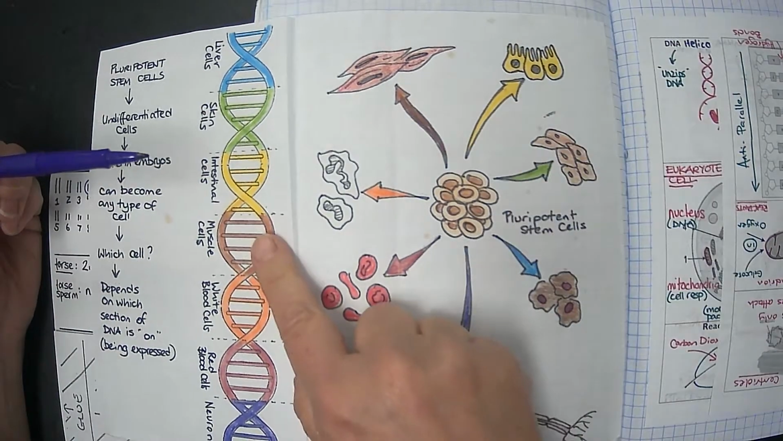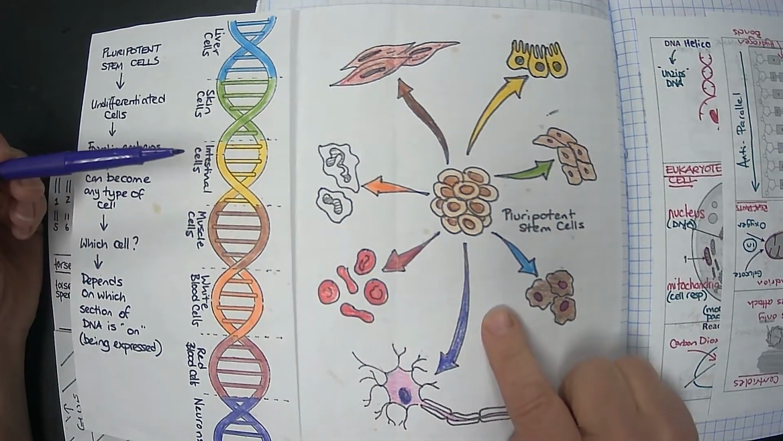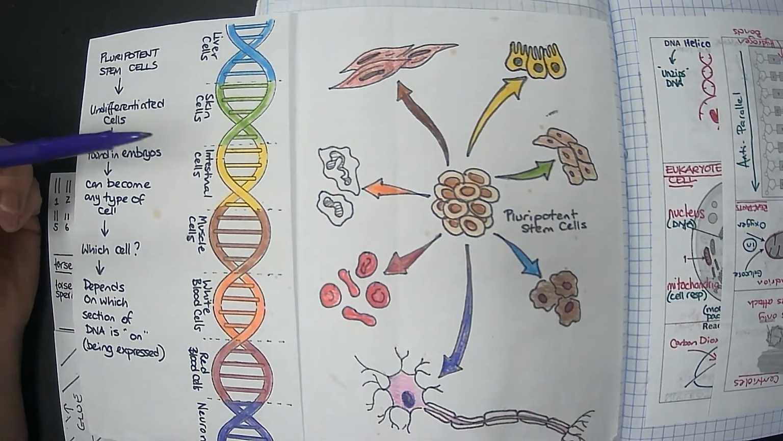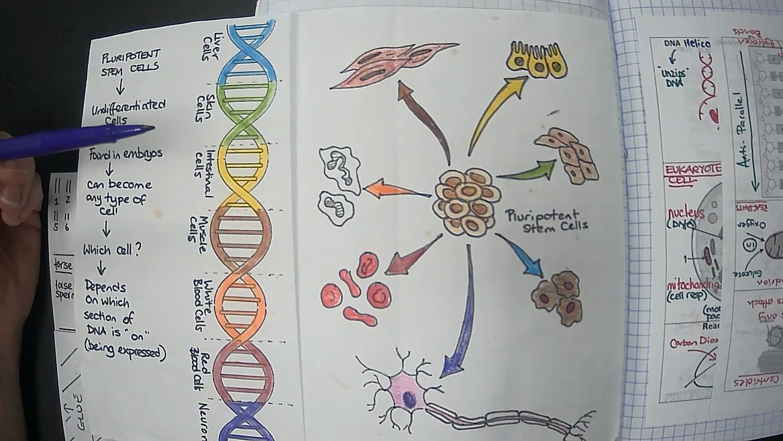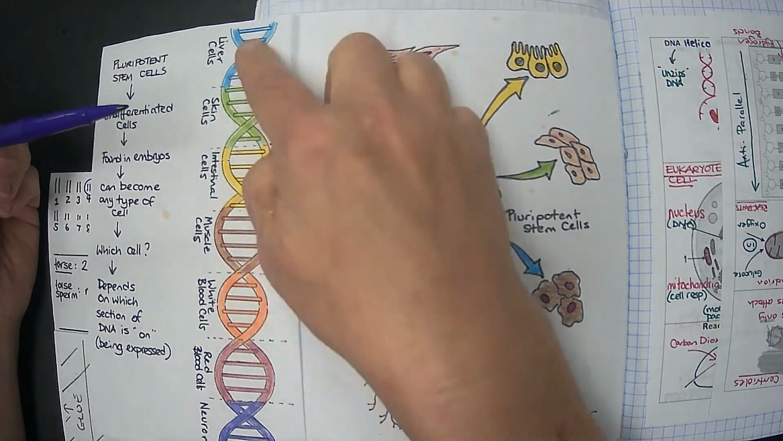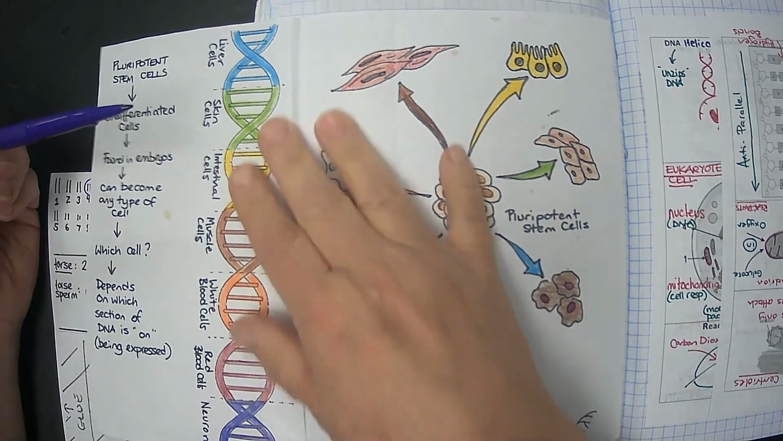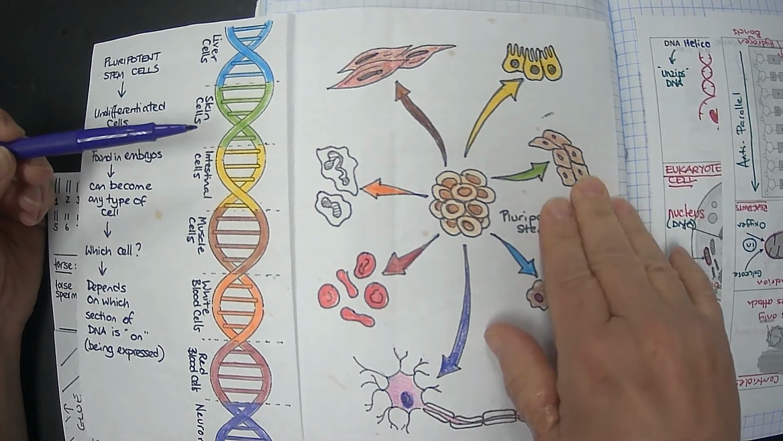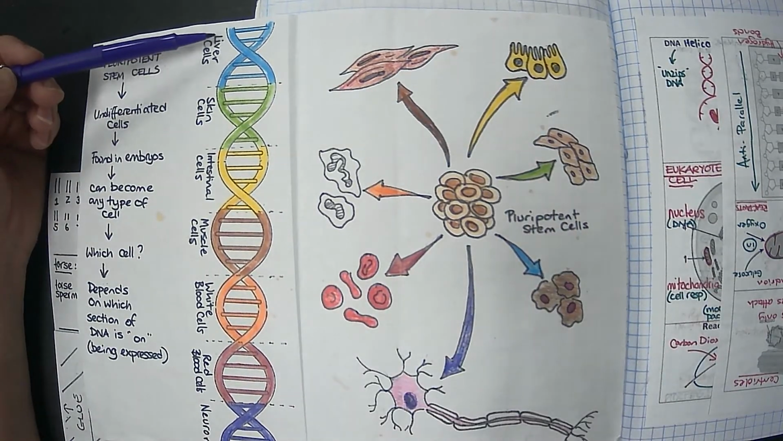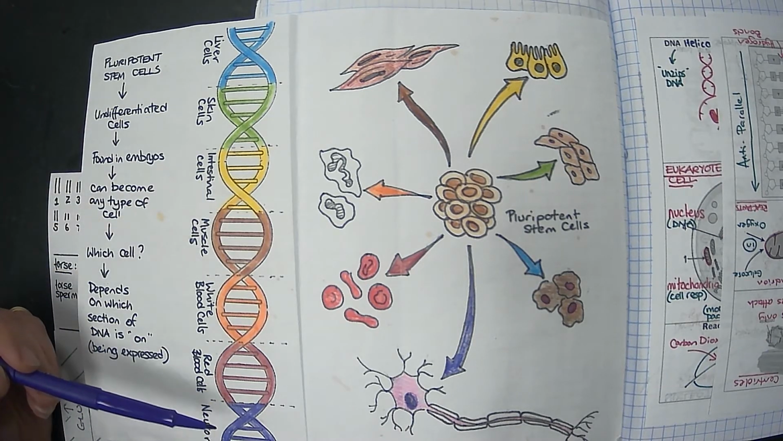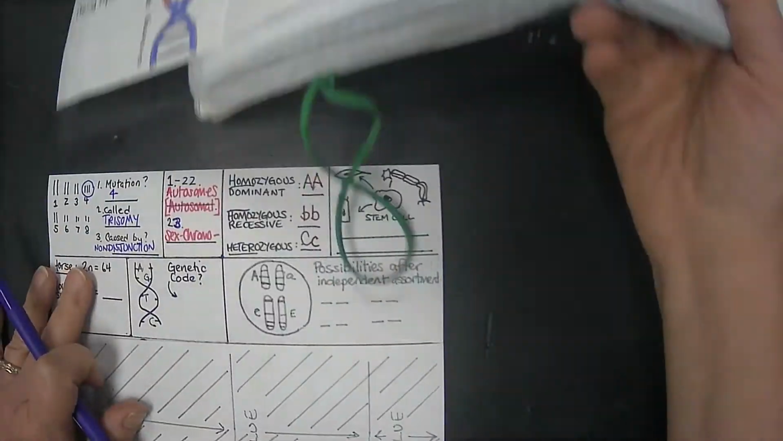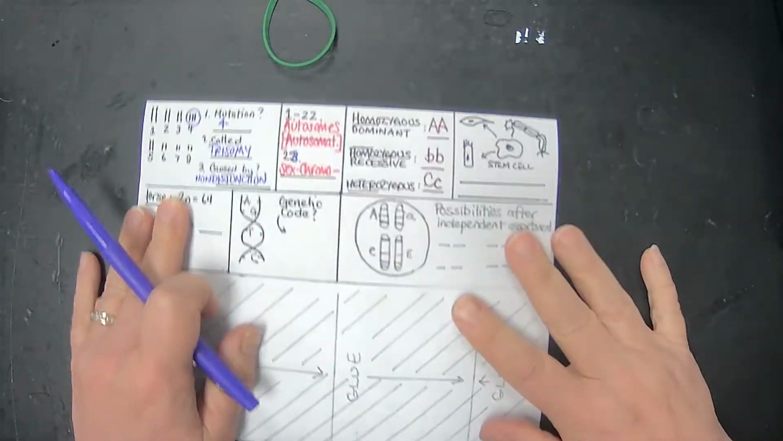But if you switch off the muscle cell genes and switch on the intestinal cell genes, these cells can grow into intestinal cells. This is really important when you've got things like skin cells. When they're trying to make skin cells, they can control which DNA. Like if you're a burns patient, they can take cells from one part of your body and use them to produce skin cells because they carry all the information. But what controls which type of cell they become depends on which section of DNA is on, or which section of DNA is being expressed.